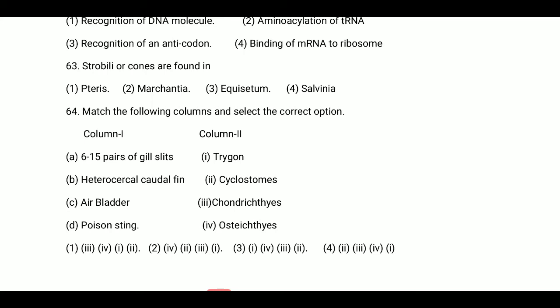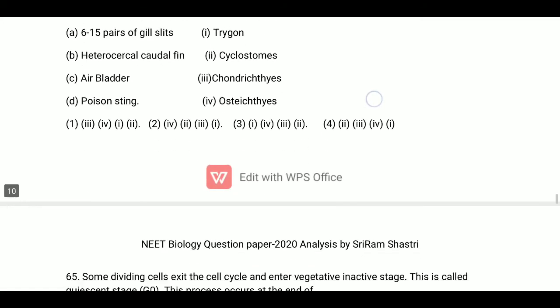Sorry for the mistake. Then 64th question, if you see here, matching the following. Okay, 6 to 15 pairs of gill slits are found in cyclostome. Heterocercal caudal fin is found in chondrichthyes. Air bladder is found in osteichthyes or bony fishes. Poison sting is found in Trygon or stingray. Fourth option is right in this question.